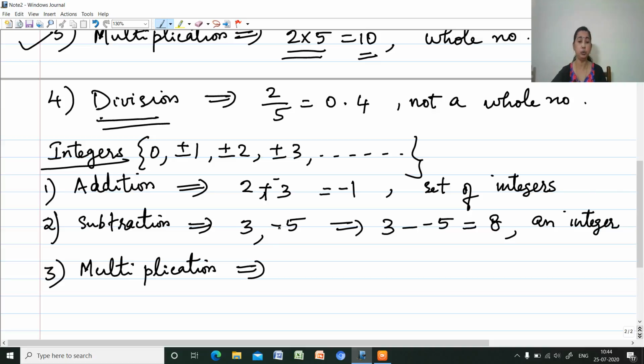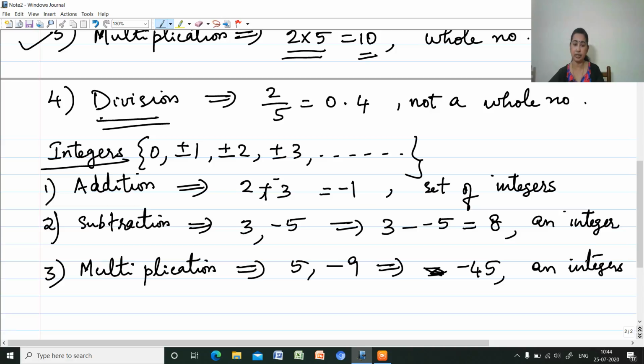Multiplication. Consider two integers, let it be 5 and minus 9. If I am multiplying two integers, we get minus 45. Minus 45 is again an integer. So integers are closed under multiplication.